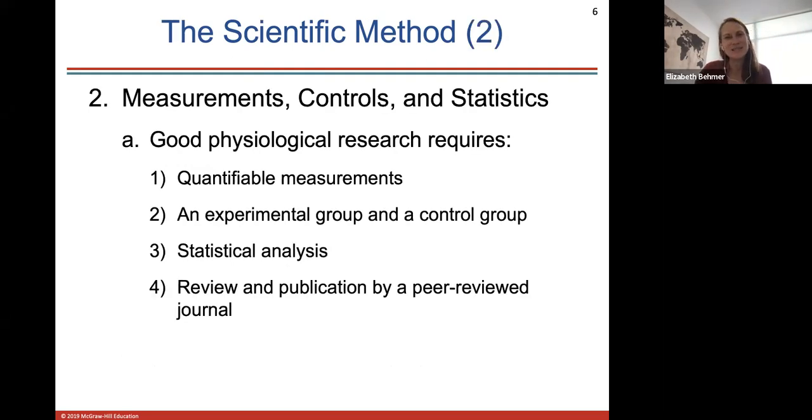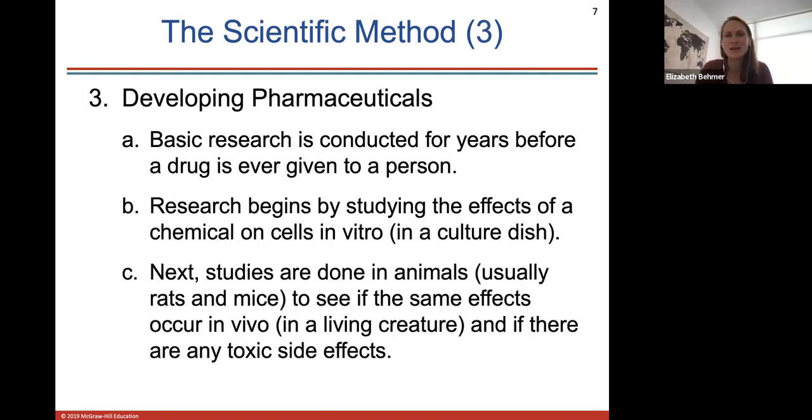Measurements, controls, and statistics are all a part of this process too. Good physiological research requires a quantifiable measurement that you can measure, an experimental group, and then a control group, and usually they don't know who they are. Statistical analysis is where you use a lot of math to determine if something is statistically relevant or not. And then there's the review and publication by a peer-reviewed journal, where you would have other scientists look at your experiment and tell you if it is legitimate or if there's any problems with it.